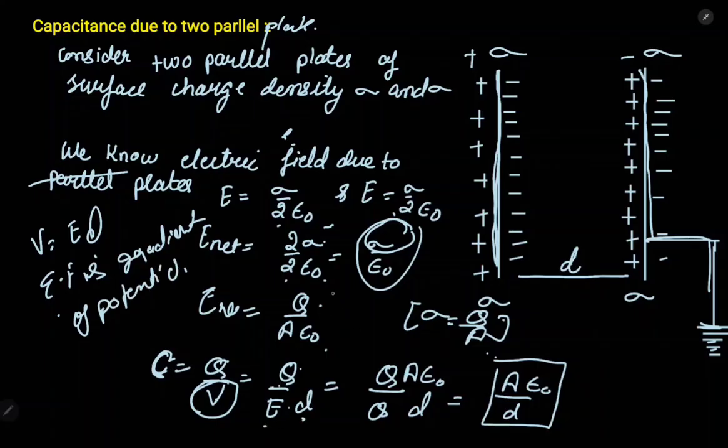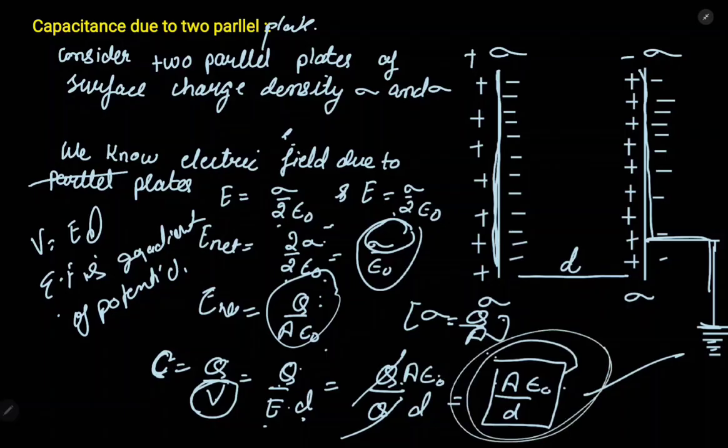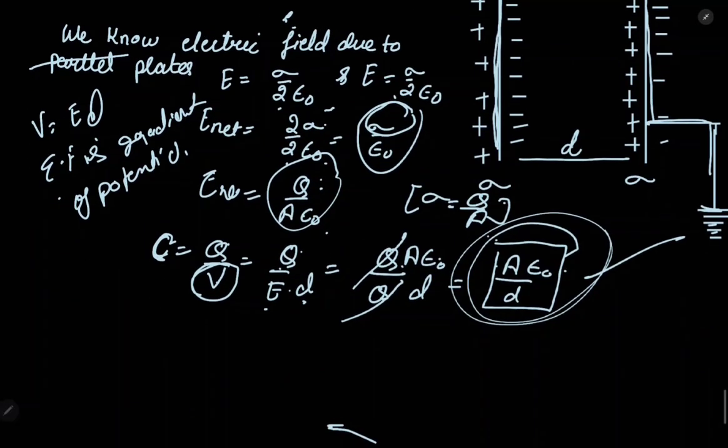The value of E, I'll put it from here, Q upon A epsilon naught. Q is cancelled out with the Q. I'll be left with A epsilon naught upon D. This is the result for the parallel plate capacitor. This is the capacitance due to a parallel plate capacitor.